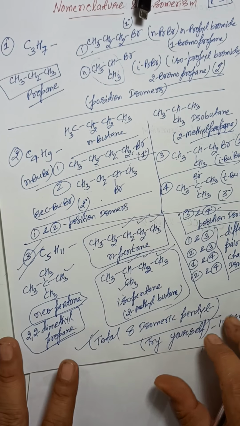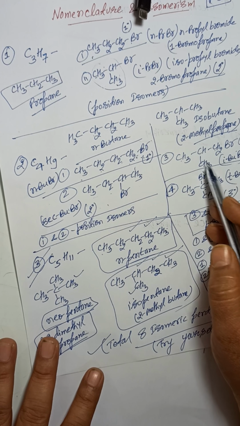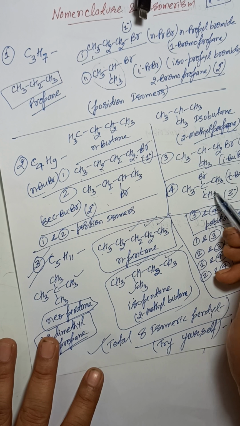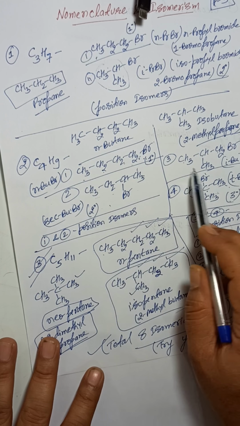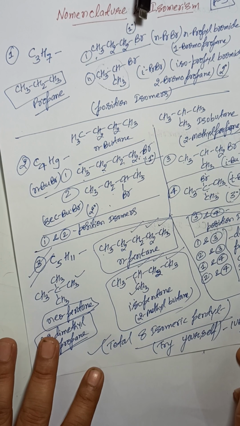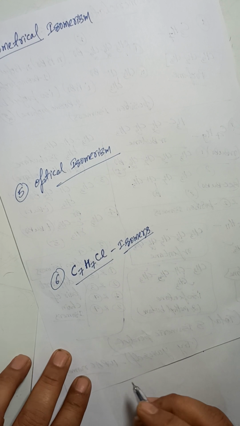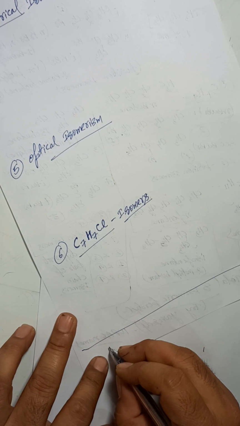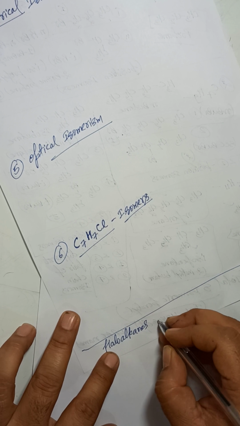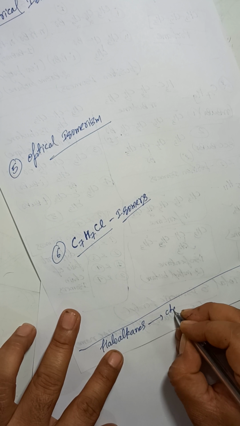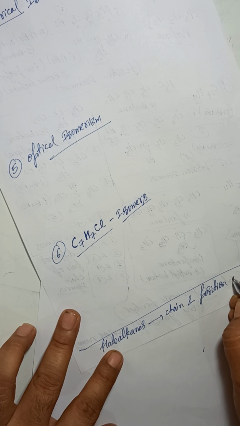As you have observed, haloalkanes exhibit chain isomers and position isomers. Like 3 and 4, position isomers, Br position is different. 1 and 2 are position isomers, 1 and 3 are different, chain isomers. Haloalkanes show chain and position isomerism.